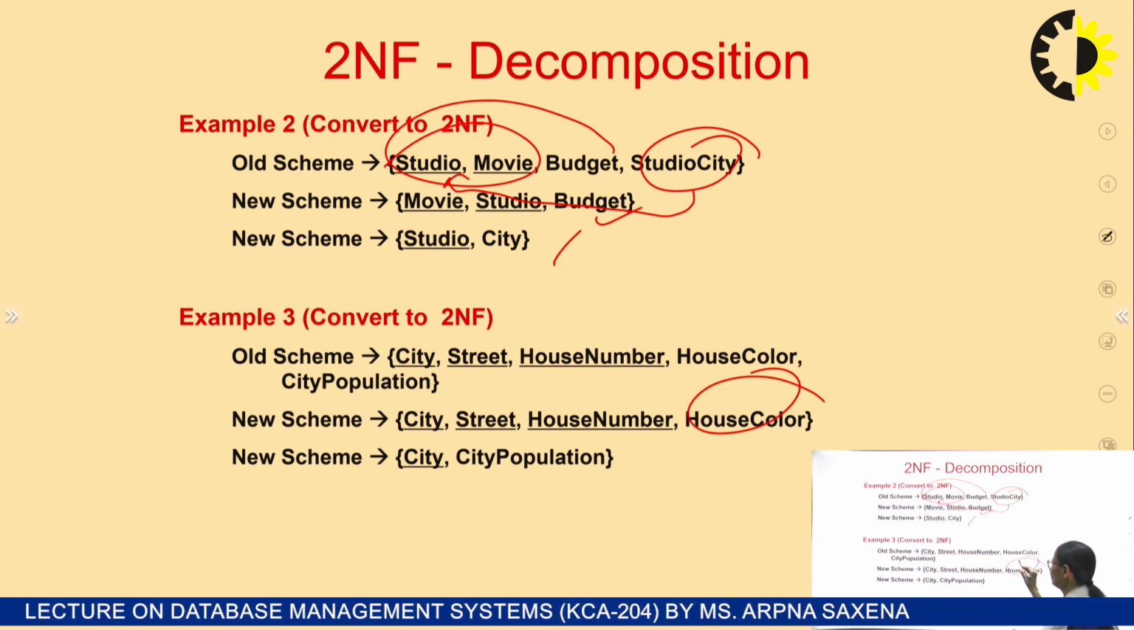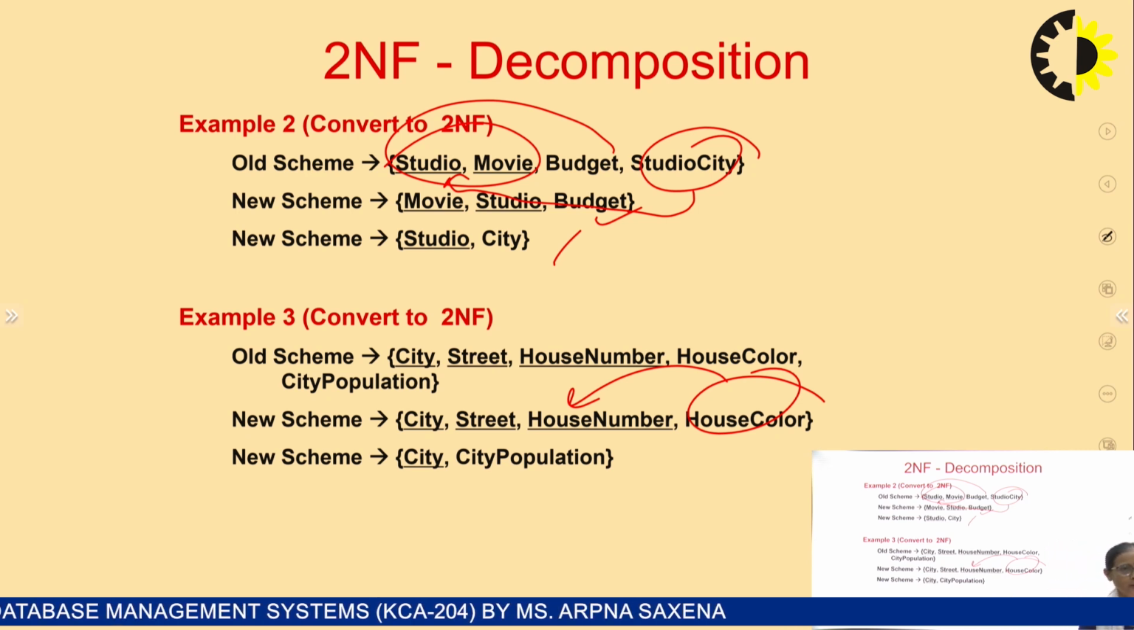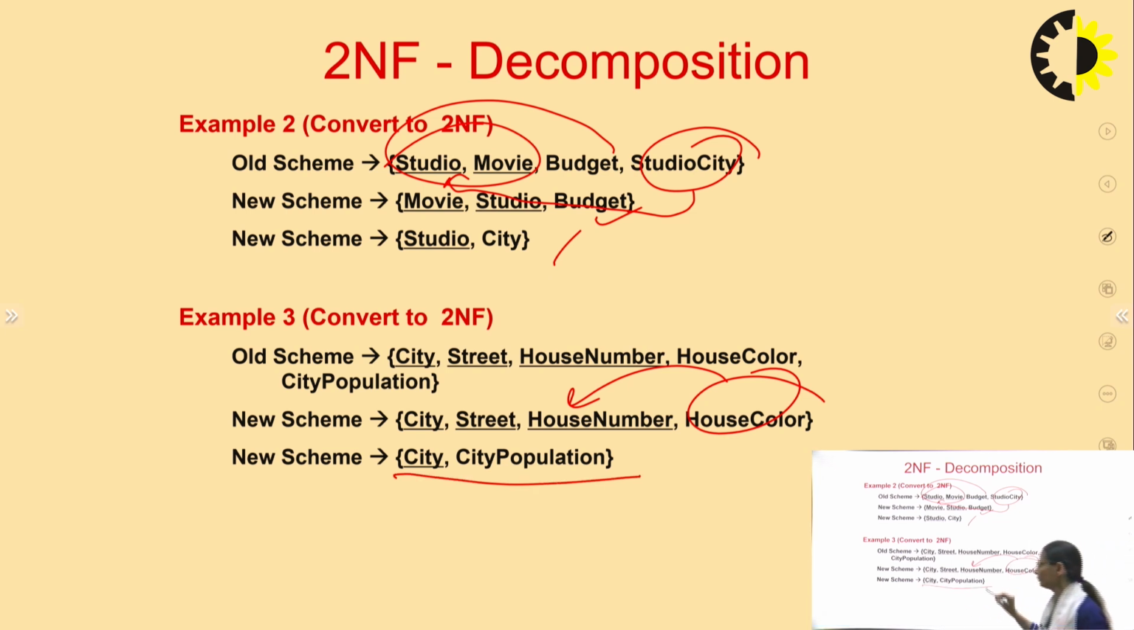And this is how we convert these. House color depends on my candidate key, whereas city population depends only on a subset of my candidate key, that is on city. So we have shifted these attributes to another table.